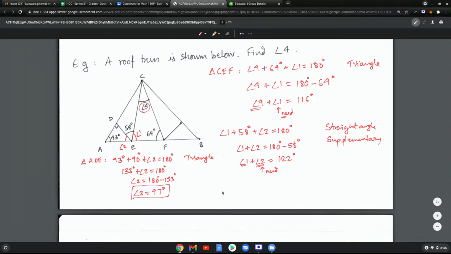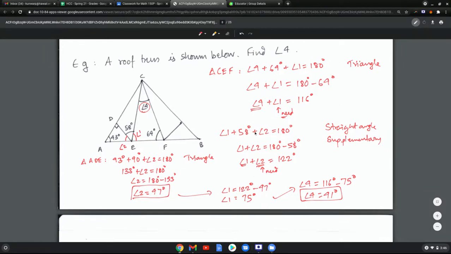Now this is good news. Since I have angle 2, now I can find angle 1, because angle 1 is 122 degrees minus 47 degrees. And how much is that? That is 75 degrees. Which is further good news, because then I know angle 4 is 116 degrees minus angle 1, which is 75 degrees. So that angle 4 is now 41 degrees. And then I'm going to box this because that is the thing that I was trying to find.